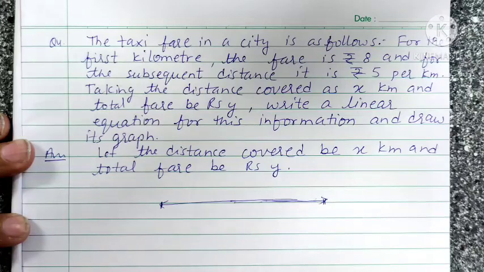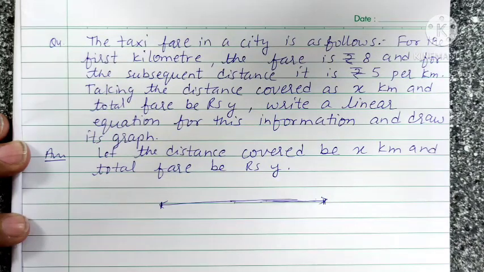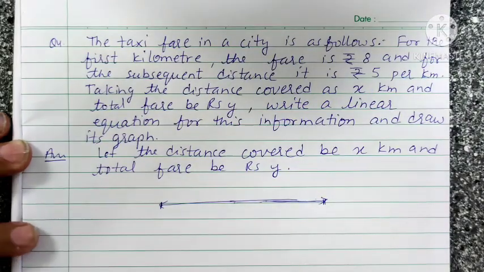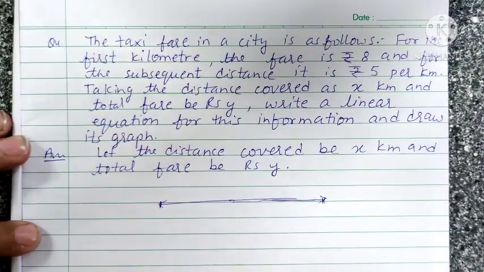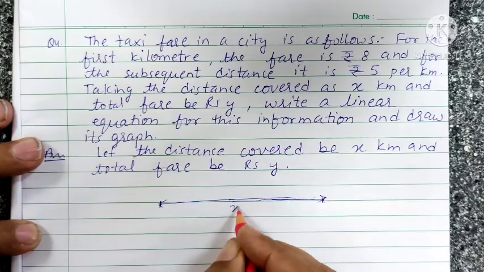Now let us solve question number 4 of this exercise. The taxi fare in a city is as follows. For the first kilometer, the fare is rupees 8, and for the subsequent distance it is rupees 5 per kilometer. Taking the distance covered as x kilometer and the total fare as rupees y, write a linear equation for this information and draw its graph. Let the distance covered be x and the total fare be rupees y. Now here the total distance is x.